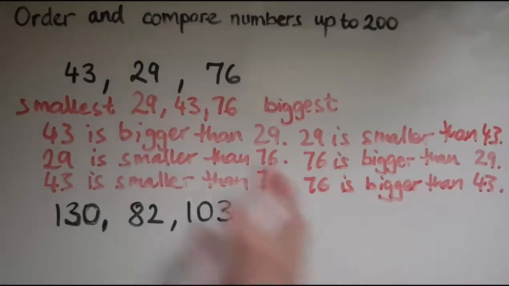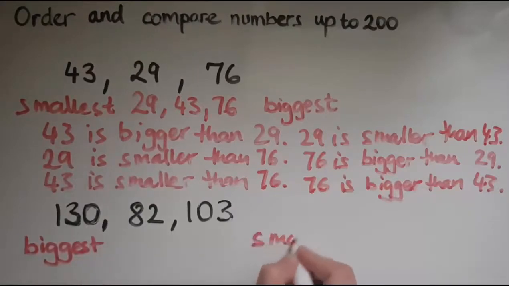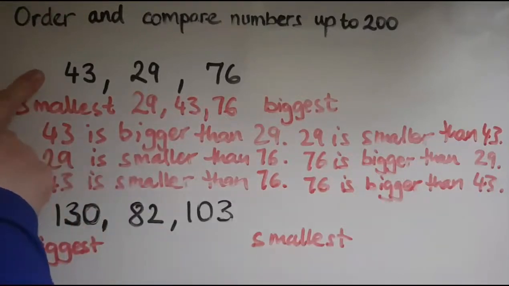So I've compared and ordered these top numbers. Now look at these ones, which are bigger. So I've got 130, 82, 103. What I will do is order these from biggest to smallest. So from the biggest to the smallest. So when I looked here, I wanted the smallest to biggest.